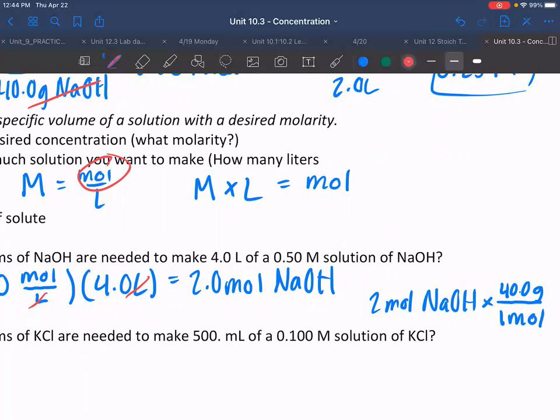And another way you could think about it for these conversions is the target goes on top. The target number is grams. We put that on the top of our fraction. So that's another thing I use to remind myself. If you solve that, you'll get 80 grams of sodium hydroxide.